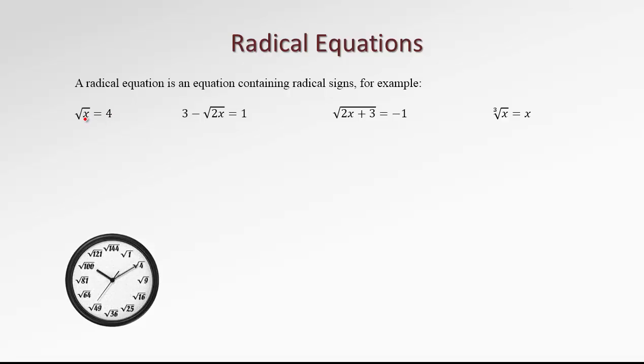Here we can just guess a number, because we know that square root of 16 is 4, so we can guess that x equals 16. But what if this number is not a perfect square and maybe it's not so easy to guess? How to do it methodically?